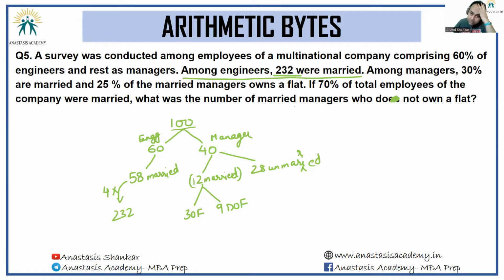Finally, they're asking me what was the number of married managers who do not own a flat. I have to multiply this by 4 to get to the precise answer. The answer will be 36. Hopefully you learned something in this set of questions as well.